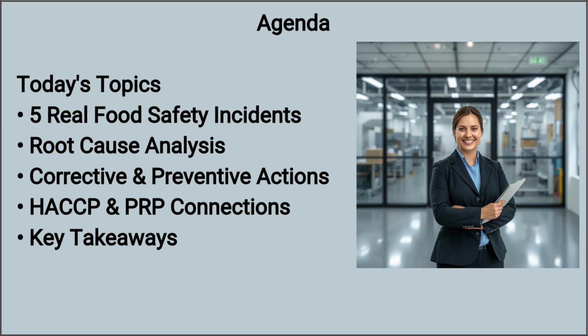1. Real food safety incidents. We begin with 5 real incidents drawn from common failure points in food manufacturing: undeclared allergen, metal contamination, sanitizer overconcentration, cold storage temperature deviation, and additional operational deviations. These examples help trainees understand how hazards emerge in day-to-day operations.